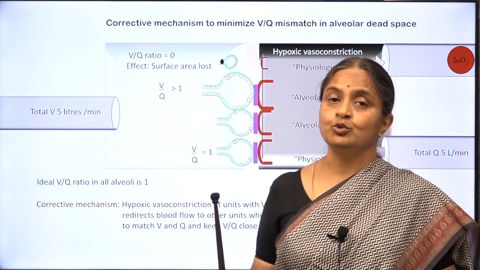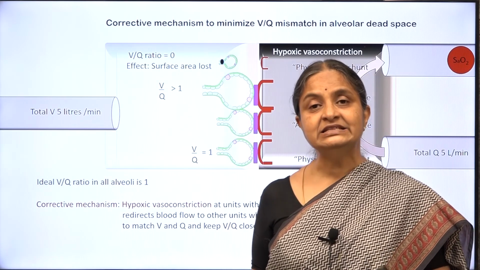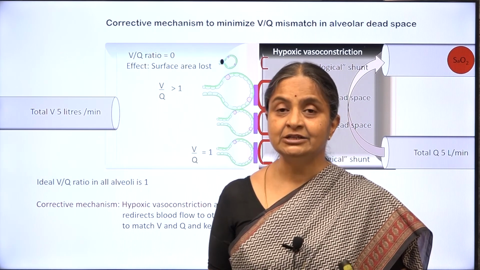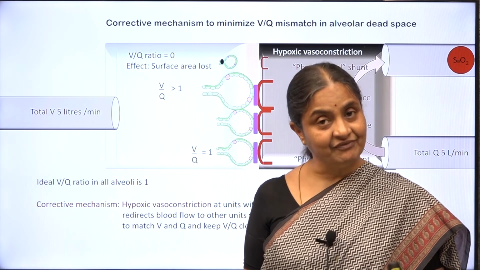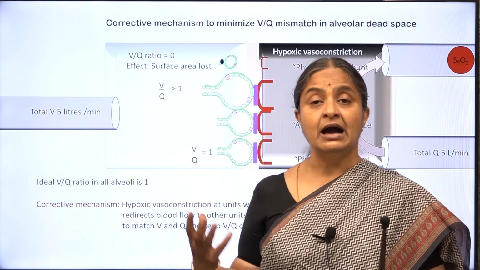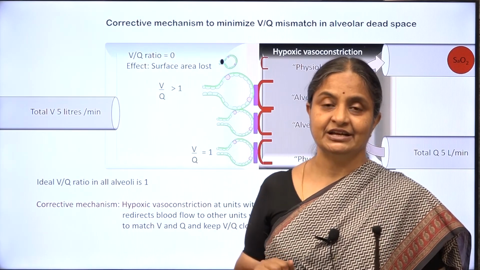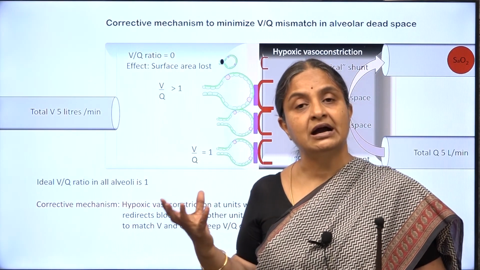And this can lead to overall hypoxic vasoconstriction, and that will increase pulmonary arterial pressures, leading to a condition called pulmonary hypertension, which can be very dangerous because the right heart has to pump against a higher pressure than normal, and the right heart will eventually fail, leading to cardiac failure.